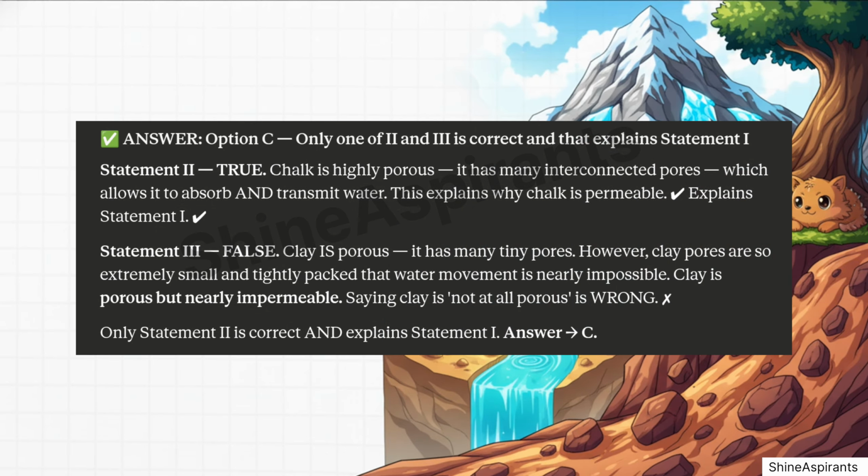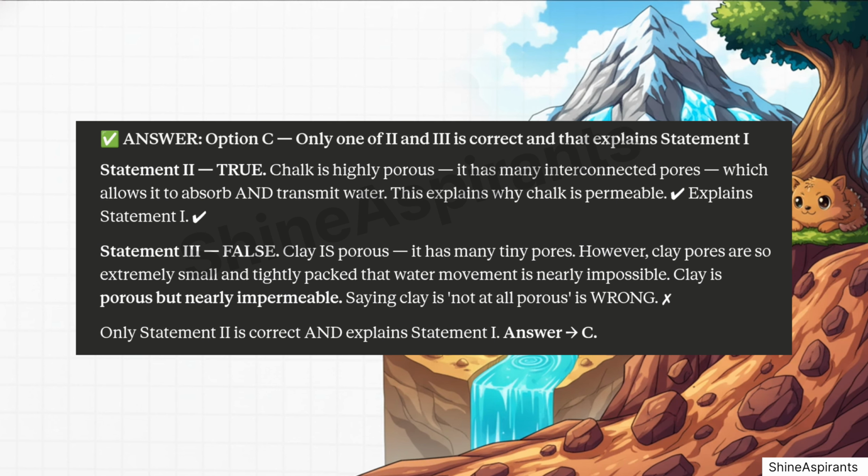Answer, option C, only one of 2 and 3 is correct and that explains statement I. Statement 2, true. Chalk is highly porous, it has many interconnected pores, which allows it to absorb and transmit water. This explains why chalk is permeable. Explains statement I. Statement 3, false. Clay is porous, it has many tiny pores. However, clay pores are so extremely small and tightly packed that water movement is nearly impossible. Clay is porous but nearly impermeable. Saying clay is not at all porous is wrong. Only statement 2 is correct and explains statement I.